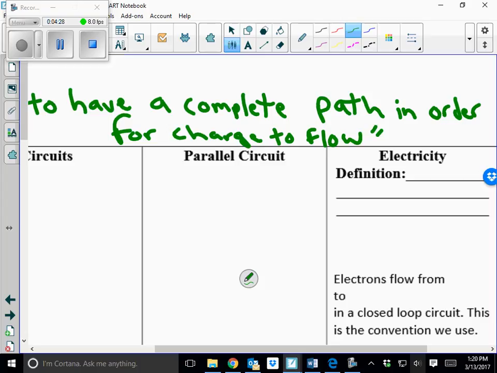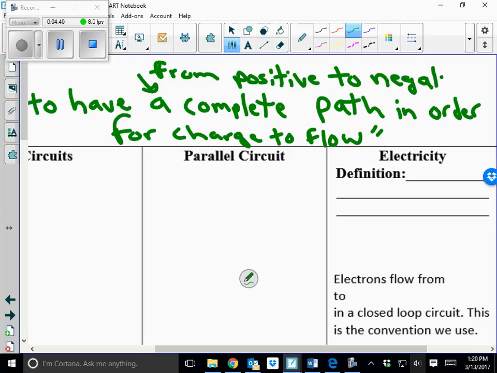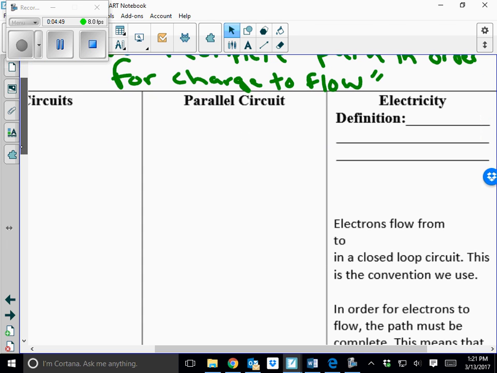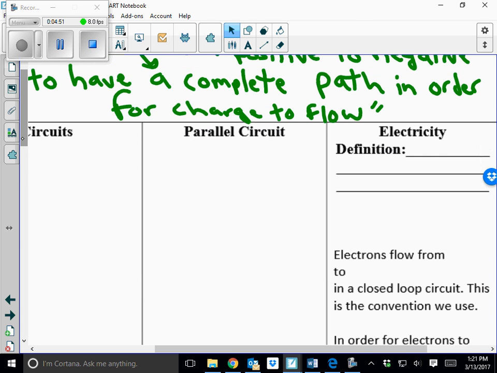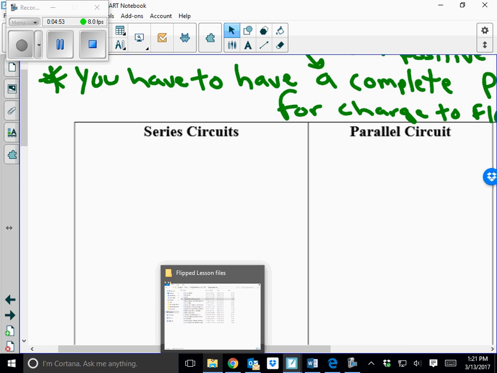So when we mean a complete path, we mean from positive to negative. Remember in class, I showed you guys, like, if I were to break that wire, then I basically wouldn't get charge to flow because it doesn't see that potential difference. It doesn't see that negative on the other side. Why? Because I essentially broke it off. So it only has a positive. There's no way to complete the path.